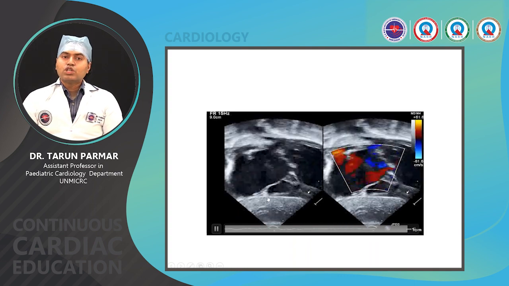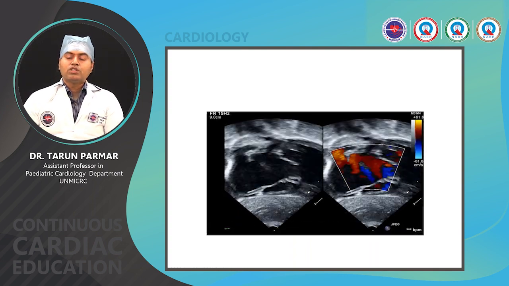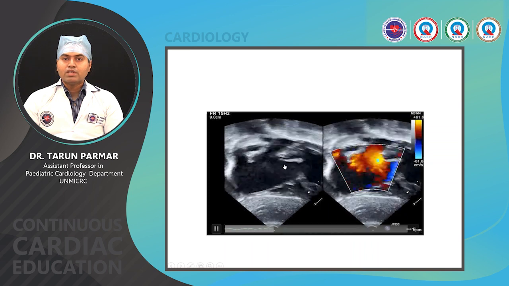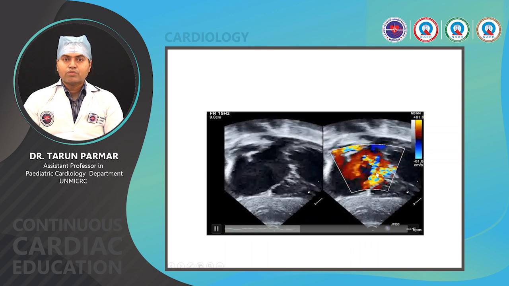This is subcostal long axis view. This is Doppler interrogation. This clearly shows there is large ostium secundum ASD and ostium primum ASD. There is LV to RA jet also.